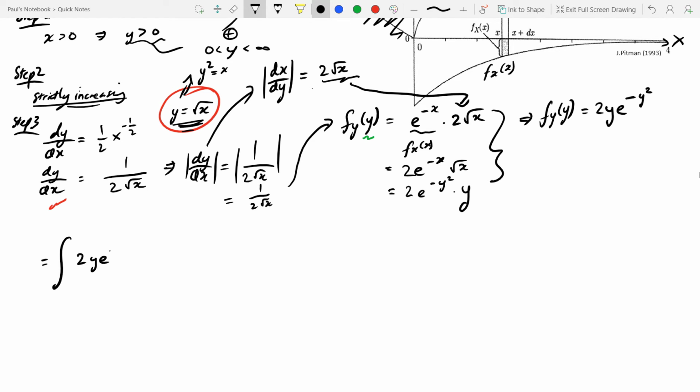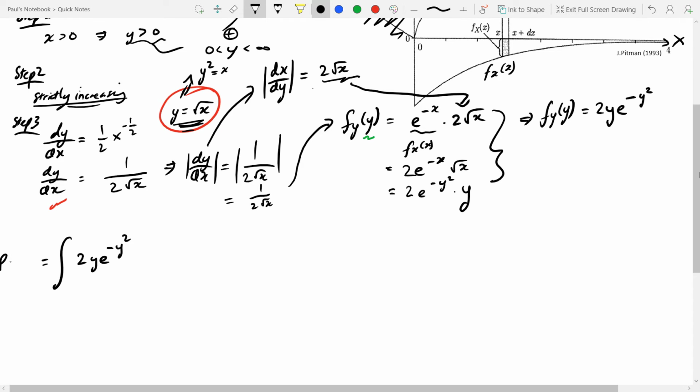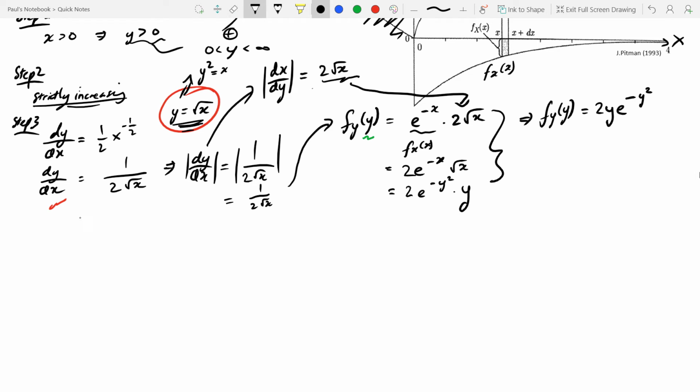So I'm just going to write the density here first. I like to write it like this: the density of y with a t there, and y here, not the density, the cumulative function. Then we have the integral from minus infinity to t of 2y e to the power of negative y squared dy.